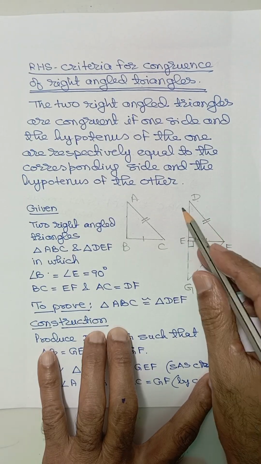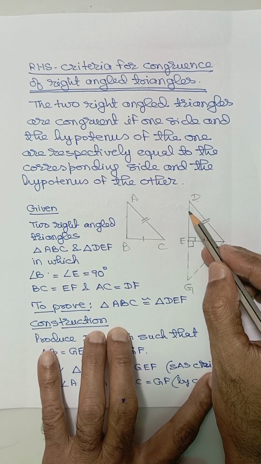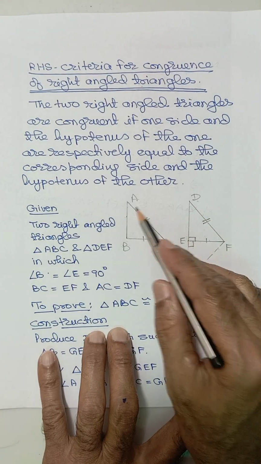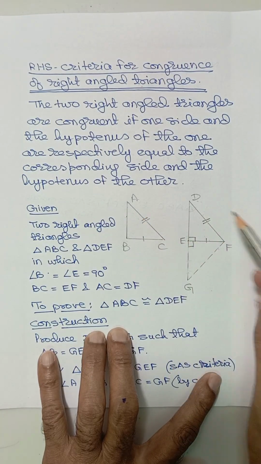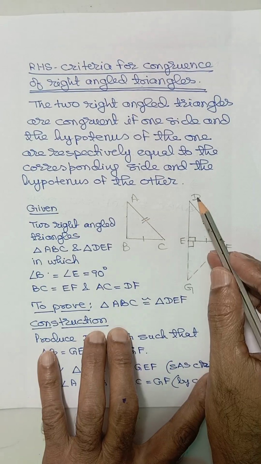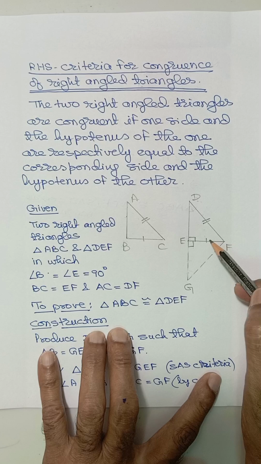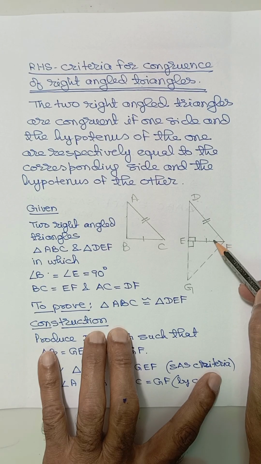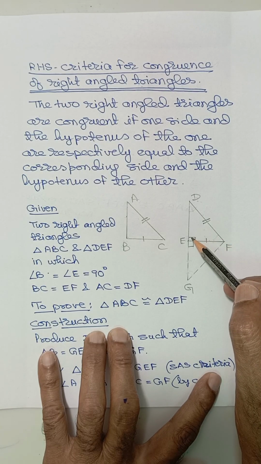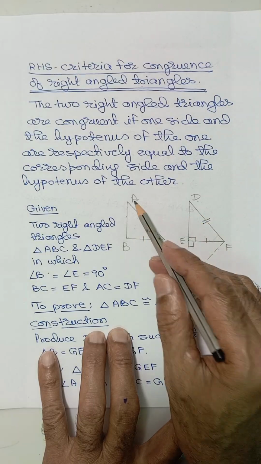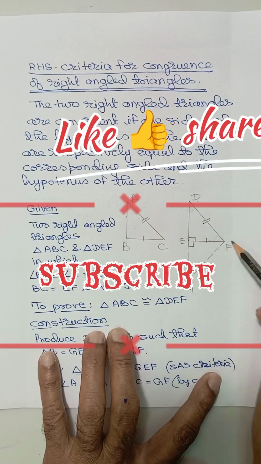So this will be an isosceles triangle. Therefore, angle D will be equal to angle G. Now we have proved that angle A is equal to angle G. This implies that angle A is equal to angle D. Now angle A is equal to angle D, we have proved. Angle B is equal to angle E. So ultimately angle C will be equal to angle F. So by angle side angle, these two triangles are congruent. It means triangle ABC is congruent to triangle DEF.